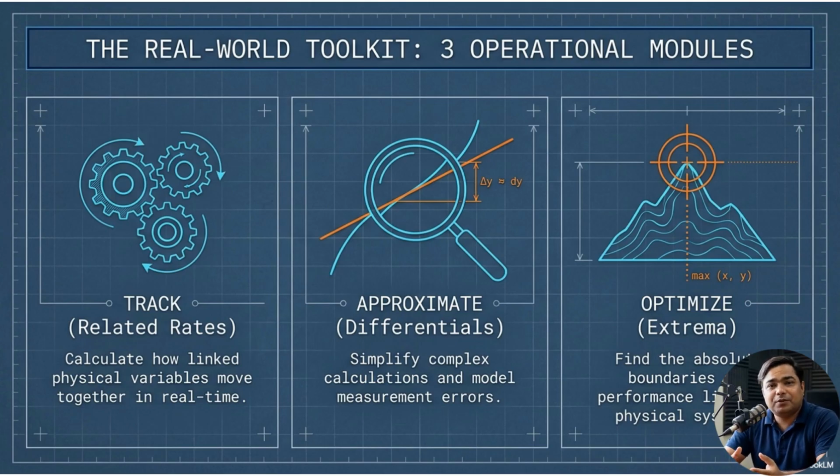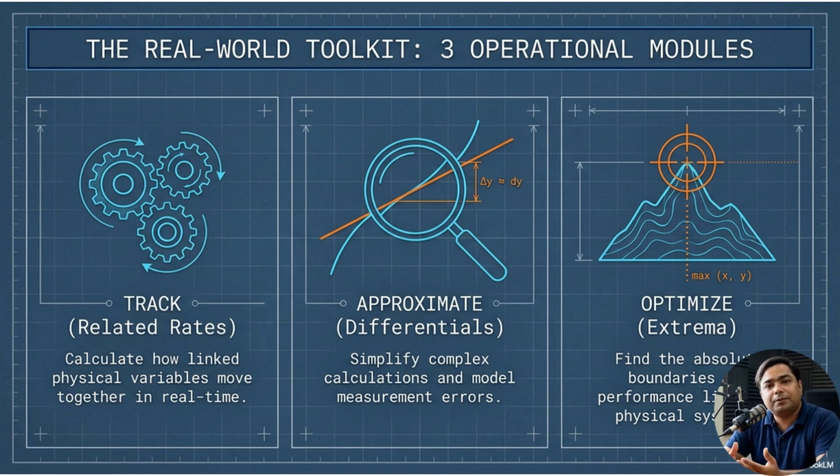In this toolkit, we have three main modules. The first module is tracking linked motion, also called related rates. This is used when two or more physical variables change together. For example, when a balloon expands, its radius and volume change at the same time. If we know how fast the radius changes, we can calculate how fast the volume changes.